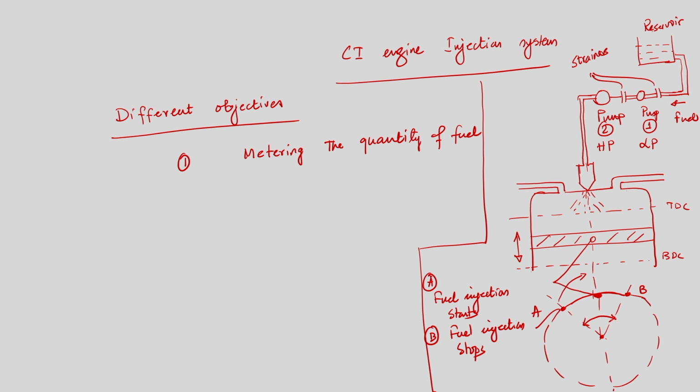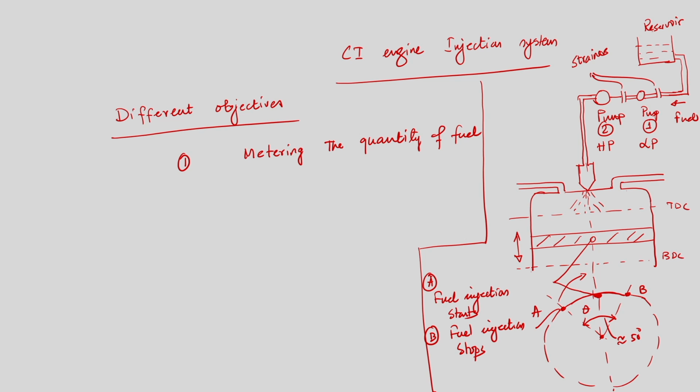Right, and this angle is about 50 degrees. So, 20 to 25 degrees before TDC fuel injection starts, and it continues after TDC by 20 to 25 degrees of crank angle. So, the total angle of injection is 50 degrees, and that is, I can say, theta, the fuel injection period, or fuel injection angle. Now, this is what we have seen. So, this is the schematic depiction of the fuel injection system.